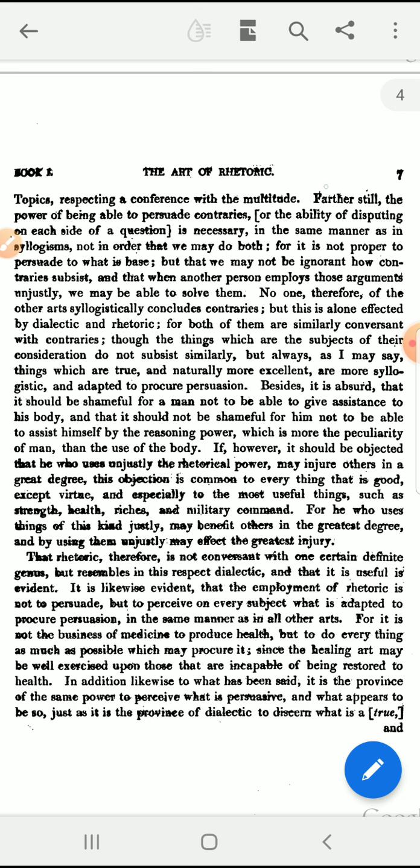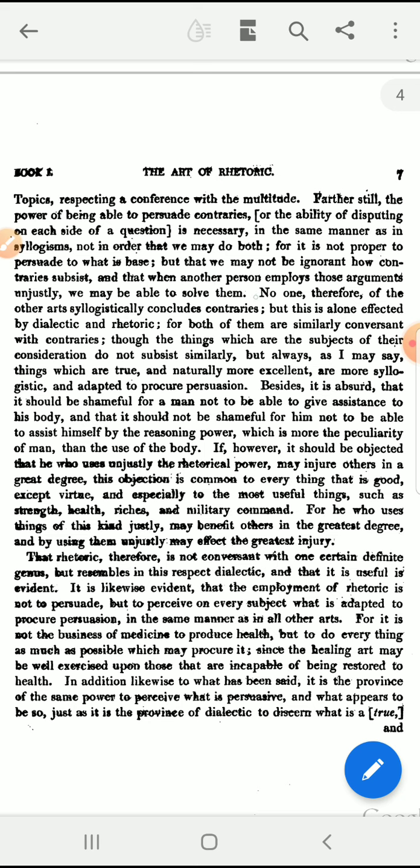Aristotle goes on and writes, farther still, the power of being able to persuade contraries, or the ability of disputing on each side of a question, is necessary, in the same manner as in syllogisms, not in order that we may actually do both, as if we're ever going to actually try to persuade people to believe what is false. It is not proper to persuade to what is base, but that we may not be ignorant how contraries subsist, and that when another person employs those arguments unjustly, we may be able to solve them, or to reveal their errors, to refute them.